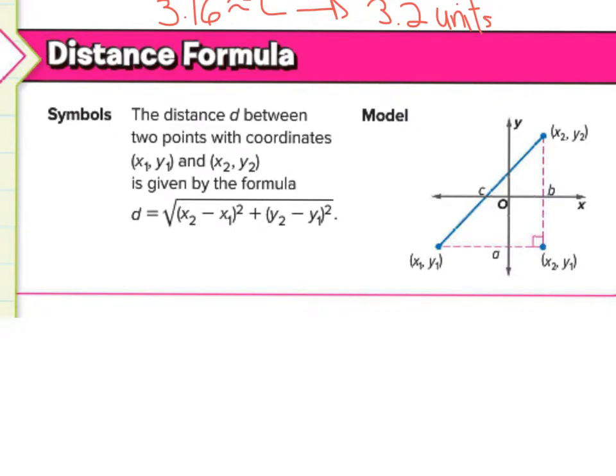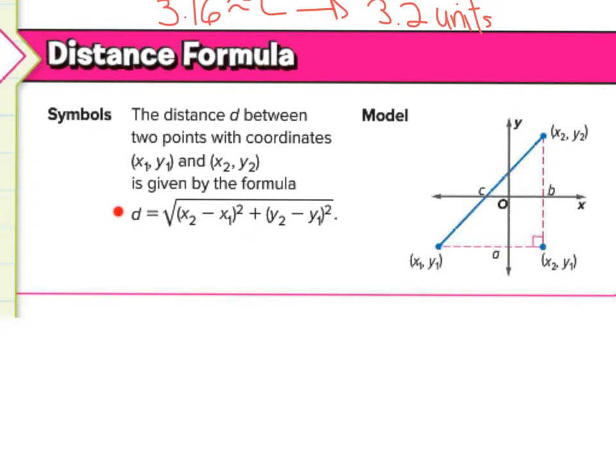Let's take a look at our second key concept, the distance formula. In symbols, the distance d between 2 points with coordinates x1, y1, and x2, y2 is given by the formula distance is equal to the square root of x2 minus x1 squared plus y2 minus y1 squared. So the difference of the x's and the difference of the y's, squared each number. Once we have that, right, we add up those two values and we take the square root, and that's our distance.